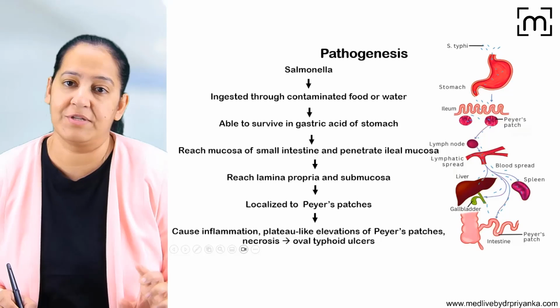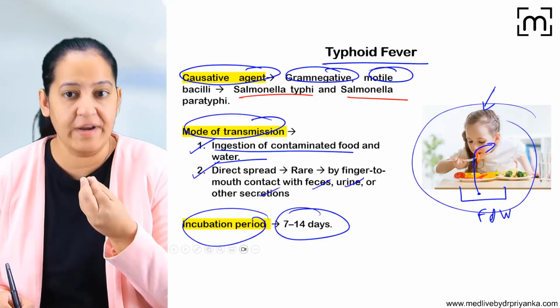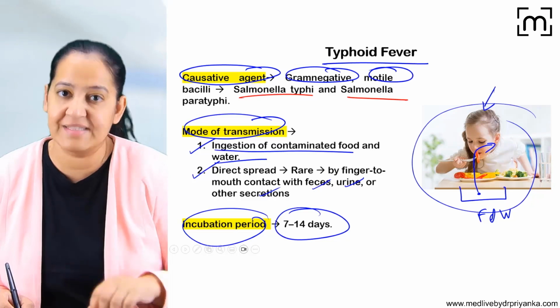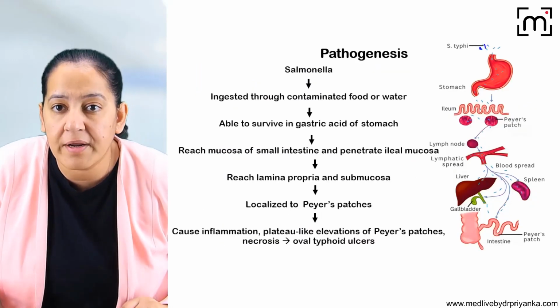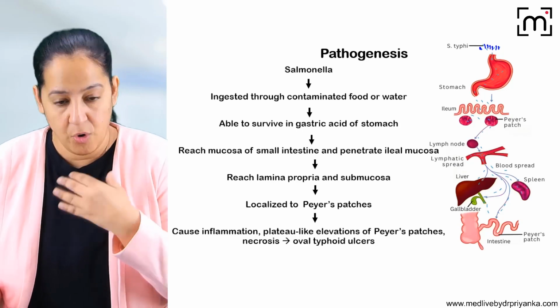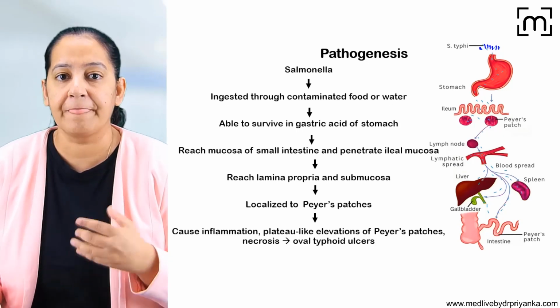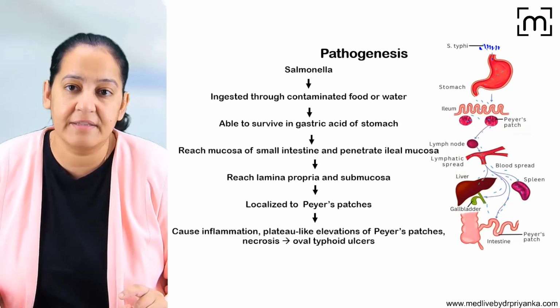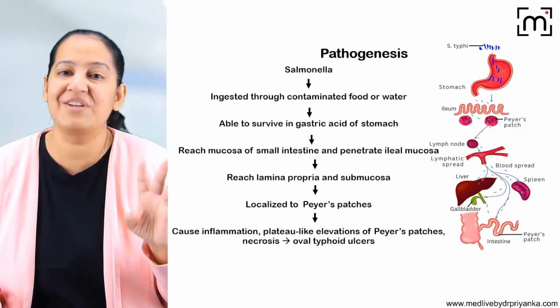Now I'm telling you the pathogenesis. When the human is eating food and drinking water which is contaminated with Salmonella typhi or paratyphi, can you see the organism? It will go in the mouth, in the esophagus, and in the stomach. In the stomach, they survive the gastric acid. The gastric acid cannot kill them. They bypass the gastric acid. They are resistant to gastric acid.